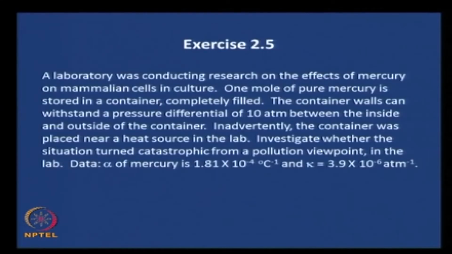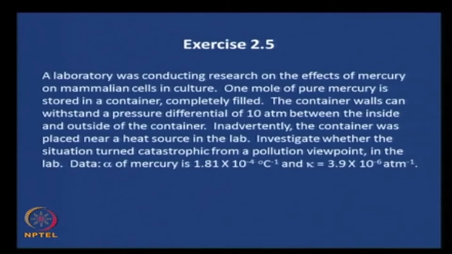The exercise is this: a laboratory was conducting research on the effects of mercury on mammalian cells in culture, a very typical experiment. 1 mole of pure mercury is stored in a container completely filled. The container walls can withstand a pressure differential of 10 atmospheres between the inside and the outside of the container. Inadvertently, the container was placed near a heat source in the lab, which happens often, so you should be careful. Investigate whether the situation turned catastrophic from a pollution viewpoint in the lab.